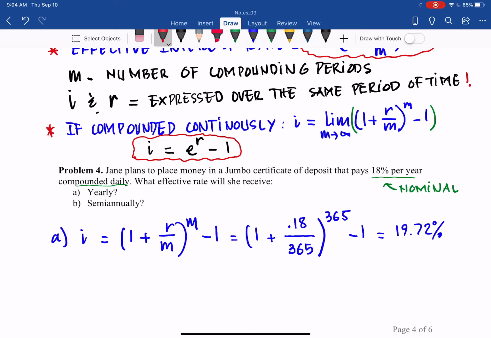So from that we get 19.72%. Someone tells you the interest is 18% per year, but if it is compounded daily, the interest you actually have to pay is 19.72%, which is almost 2% higher. 1.72% higher, and that will be per year. Very important, we need to specify what period this interest is spread over, in this case per year.